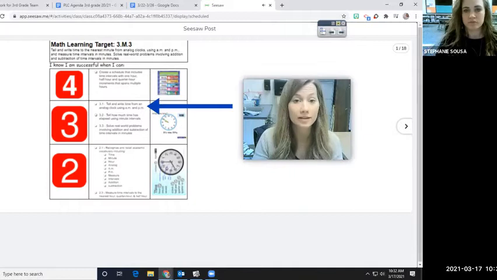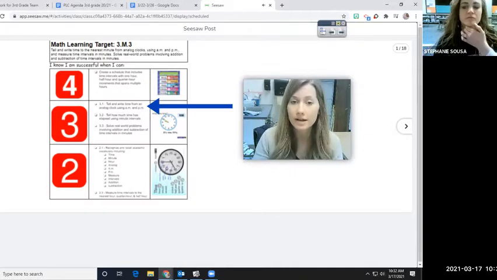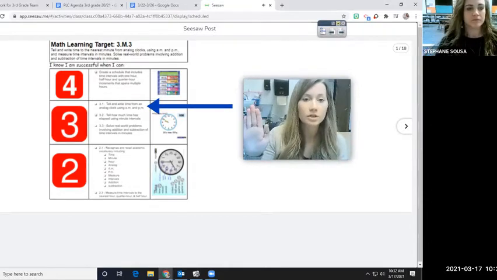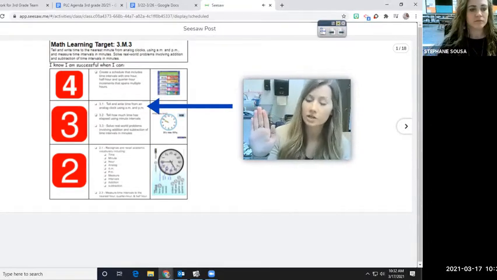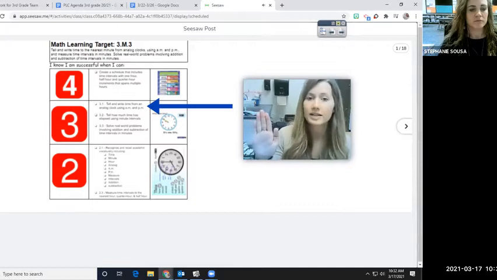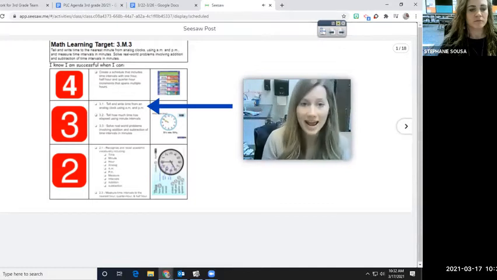Today, we will be telling time to the nearest minute using an analog clock. Remember, we're going to be using our math vocabulary, such as the hour hand, the minute hand, and the face of the clock. Today, we will also be including AM and PM as we write the time.